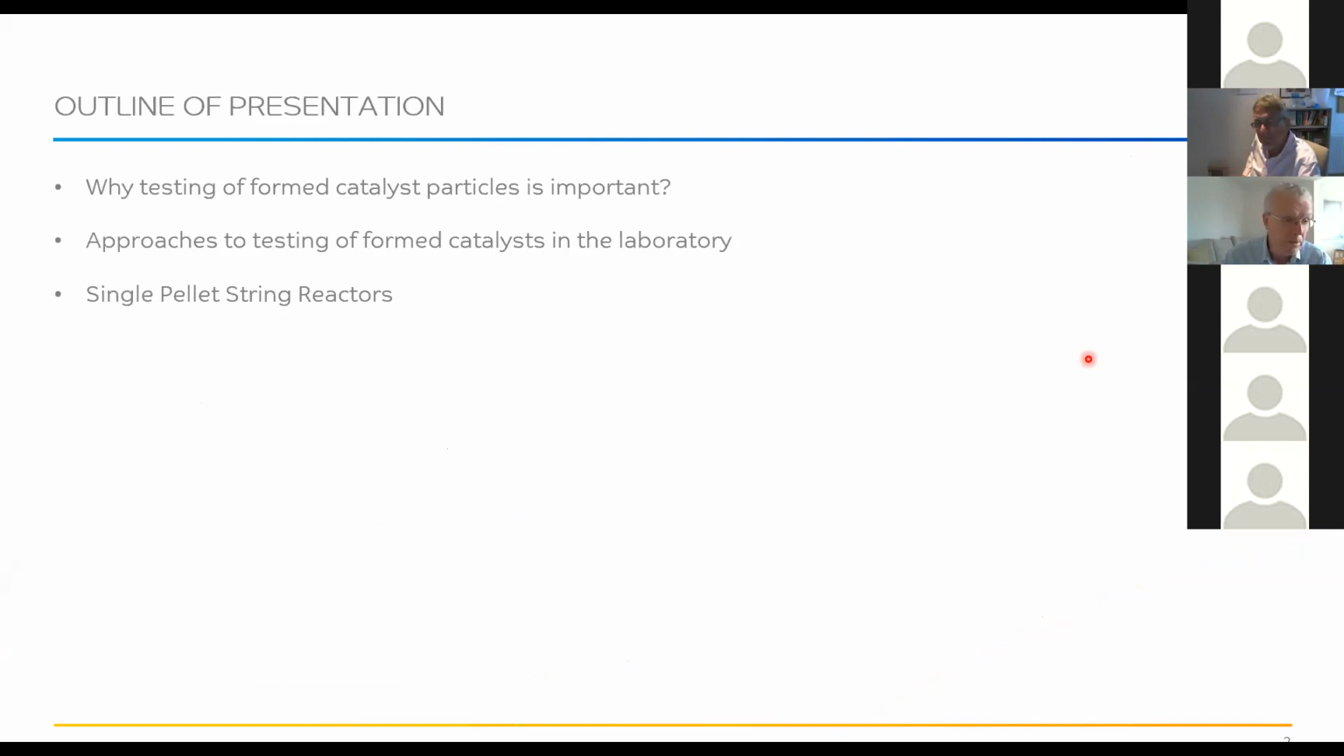And then the bulk of my talk is a test methodology using what's called a single pellet string reactor. I'm going to give a bit of a review of literature on that, and then give a specific example that we've used ourselves in SABIC recently. And then I'll have a conclusion slide at the end. So that'll take me about 20 minutes, I hope. So if I move on.